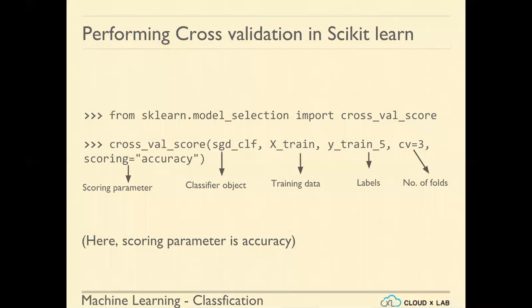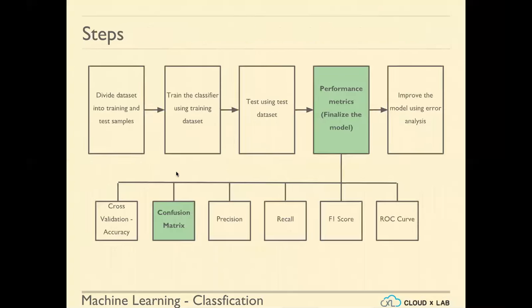Remember earlier we computed the root mean square value. Here we are comparing the accuracy, not the root mean square value. Root mean square value was good for regression problems, not for classification. In case of classification, we generally use either accuracy or recall. We're going to talk about accuracy and recall soon.